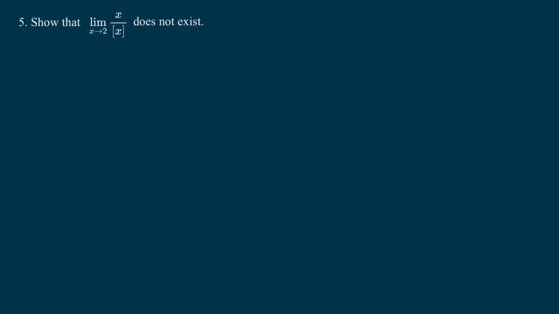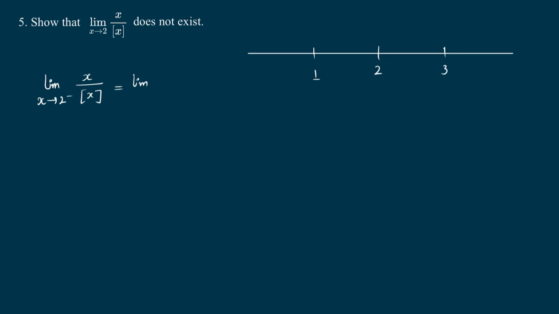Number 5, show that limit x tends to 2 of x over floor of x does not exist. So first let me draw a number line and let me mark this 2. So here left hand limit will be limit x tends to 2 minus of x over floor of x, and that will be equal to limit h tends to 0 of (2 minus h) over floor of (2 minus h).